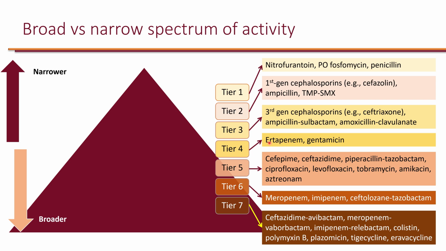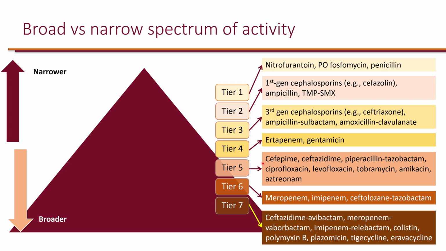Ertapenem is a carbapenem that does not have activity against Pseudomonas, and gentamicin is an aminoglycoside that it was recently decided no longer has activity against Pseudomonas. So for that reason, because they don't have activity against Pseudomonas, they are placed in tier 4. Now, from tier 5, this is where we get Pseudomonal activity. So everything in tier 5 has activity against Pseudomonas, and this is considered pretty broad.